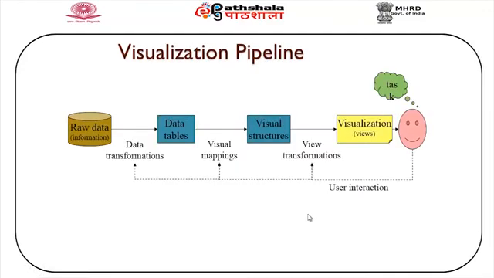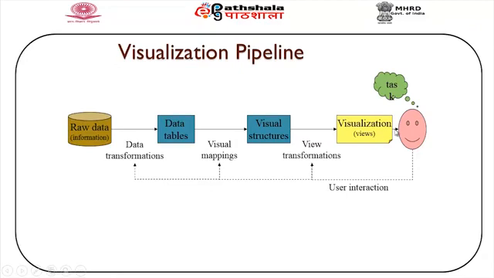If we look at the visualization pipeline, we have the raw data or information, and applying certain data transformation techniques, the raw data is converted into structured data, which we call data tables. Later, we apply the visual mapping onto these structured data, and the data tables are converted into visual structures. Finally, over these visual structures, we apply certain view transformations so that they are converted into visualizations, or various views are shown.